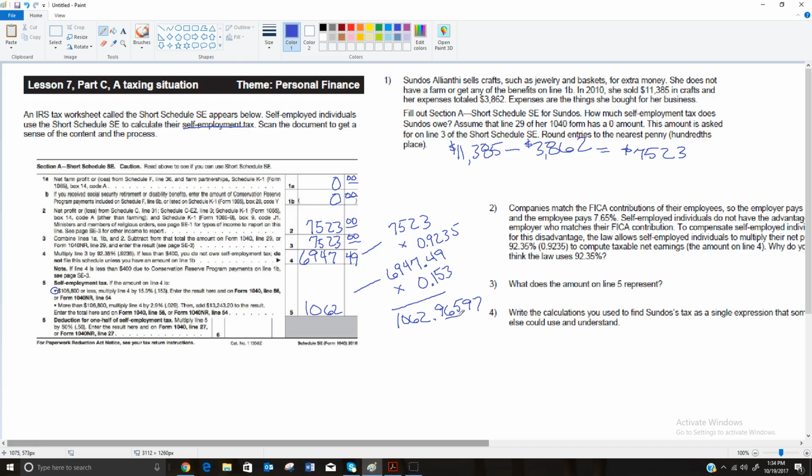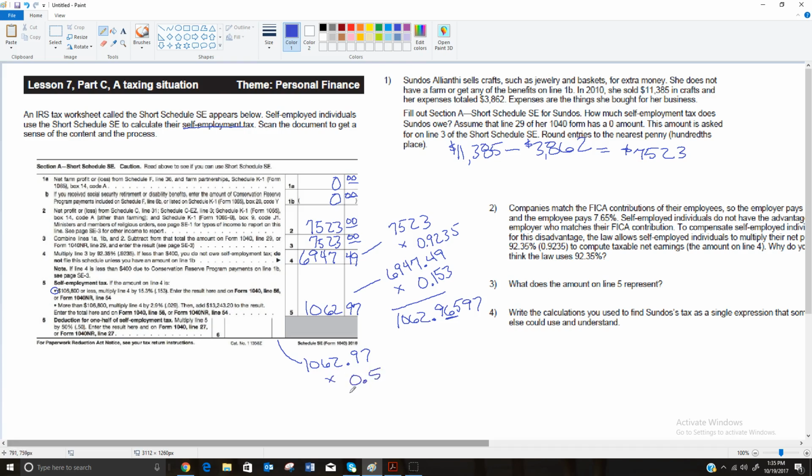And since I need to round it to the nearest penny, I have to round it to this decimal place, because this is dimes and this is pennies. Since this is a 5, I'm going to round this up to 7. So I'm going to put $1,062.97. And once I have that, I'm just going to take $1,062.97, and I'm going to multiply it by 50%.